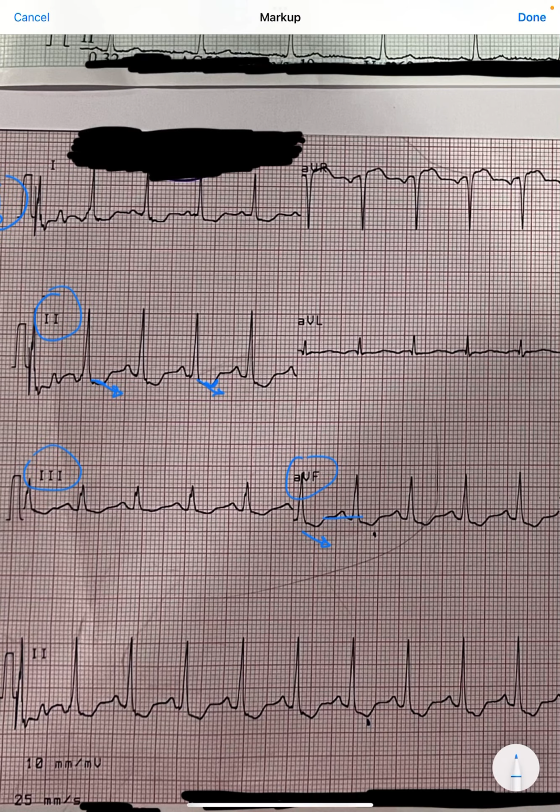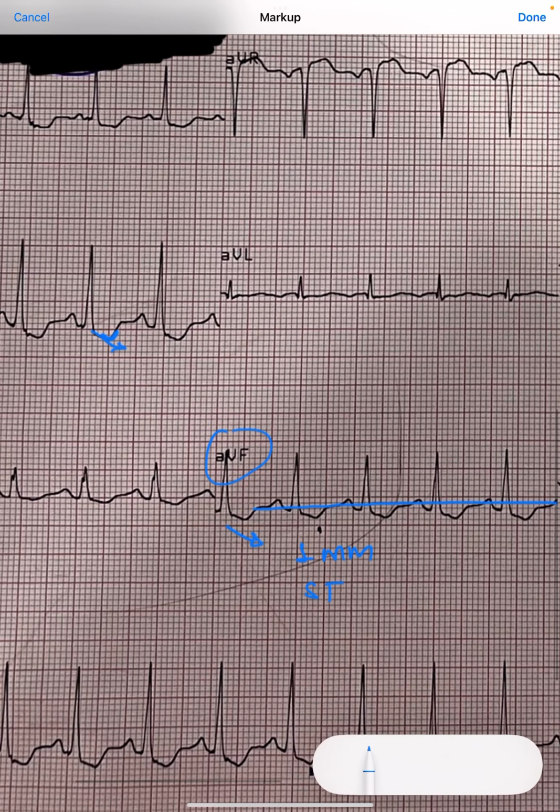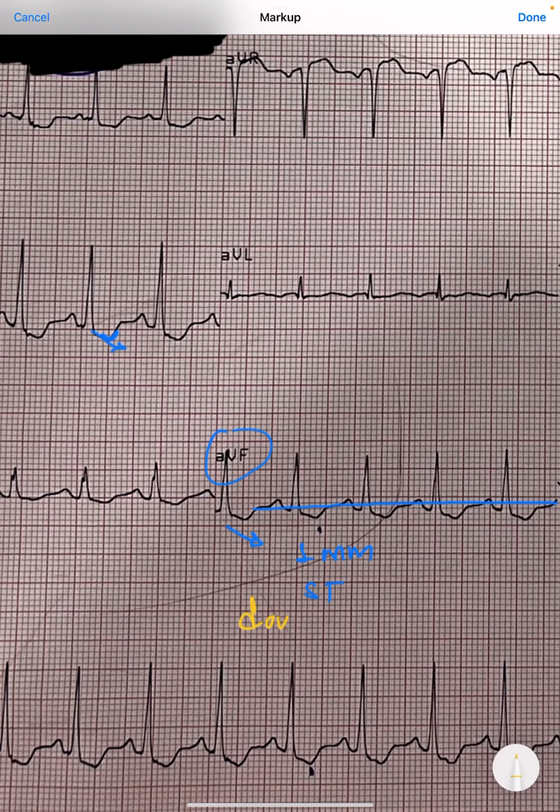If this is the baseline, there is actually 1 millimeter ST depression, and this ST depression is down sloping. We must know that ST depression can be of three types. It can be straight, down sloping, or upsloping. The most important thing which tells about ischemia is flattening or horizontal ST depression, and second is downsloping. The upsloping is the least significant for ischemic heart disease or coronary artery disease.